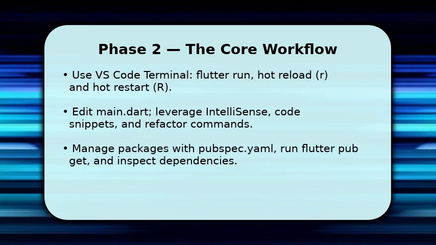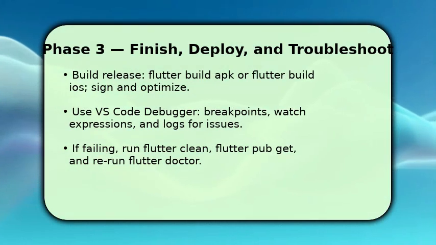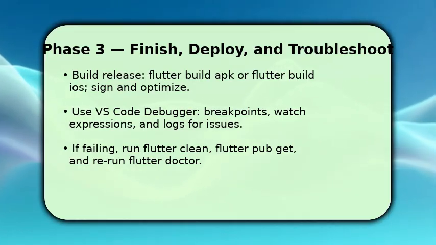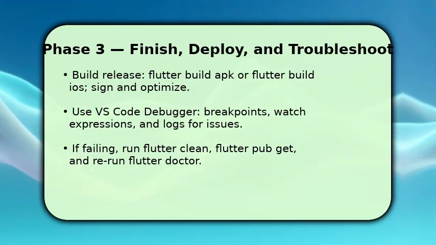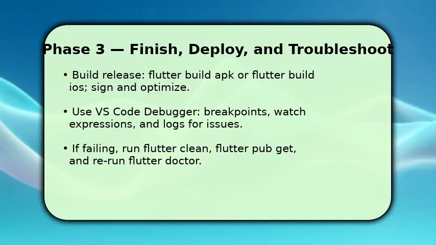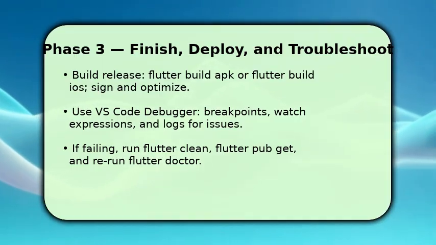You wrap up by building a release artifact. Use flutter build apk for Android or flutter build ios for iOS, then sign and optimize the binary. In VS Code, use the debug view to set breakpoints, inspect variables, and watch expressions while reproducing issues.